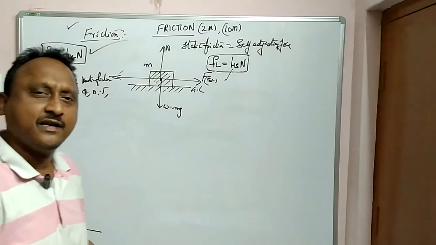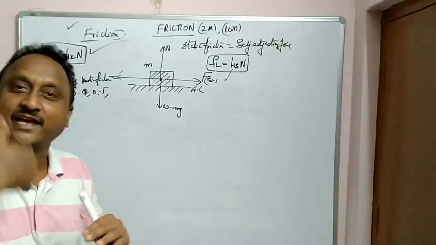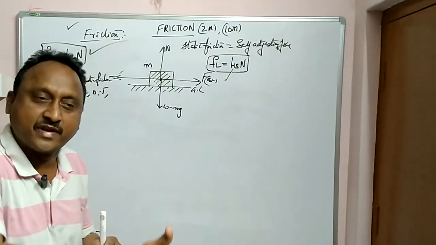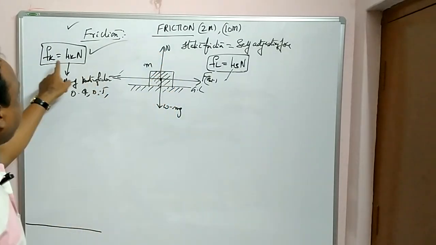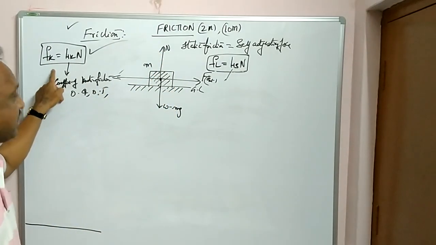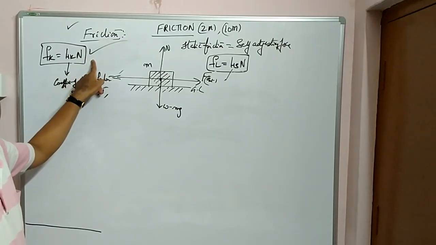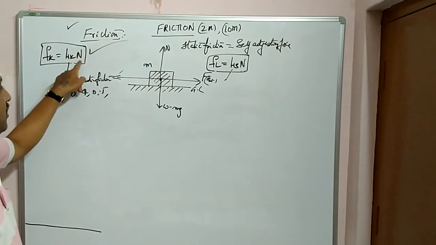When any body is sliding or moving on the surface of another body, then the force acting between the two surfaces is called kinetic friction or dynamic friction force, and it is given by mu k into N, coefficient of kinetic friction into the normal force.